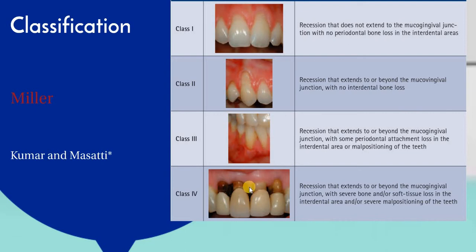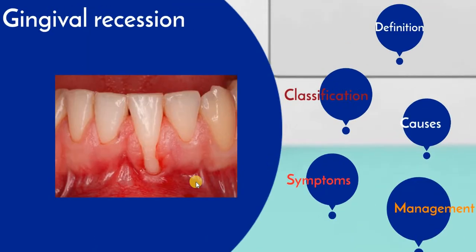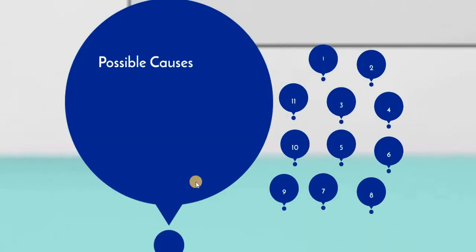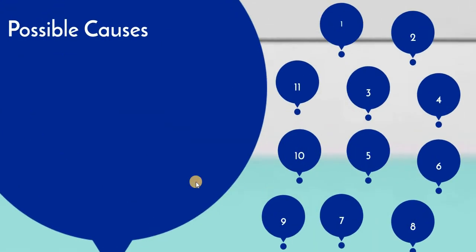While in class 4, there is a complete loss of bone and soft tissue, and the soft tissue mostly beyond the mucogingival junction, and this case is hopeless or it can't be restored in this case. So this is regarding the classification. We have 11 possible causes, or maybe 12 actually, of the gingival recession.